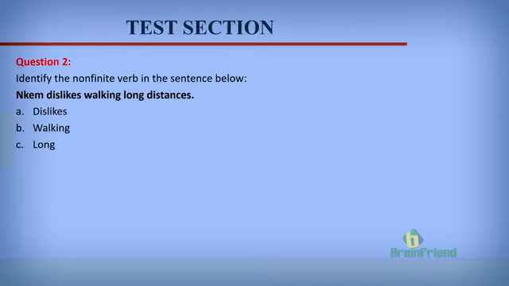Our second question for today says, identify the non-finite verb in this sentence below. Kim dislikes walking long distances. Is it A, dislikes, B, walking, or C, long? The correct answer is B, walking, because walking does not express any form of tense here, and we did say in our lesson that non-finite verbs do not express tense, person, or number. So if you picked B, you are correct.